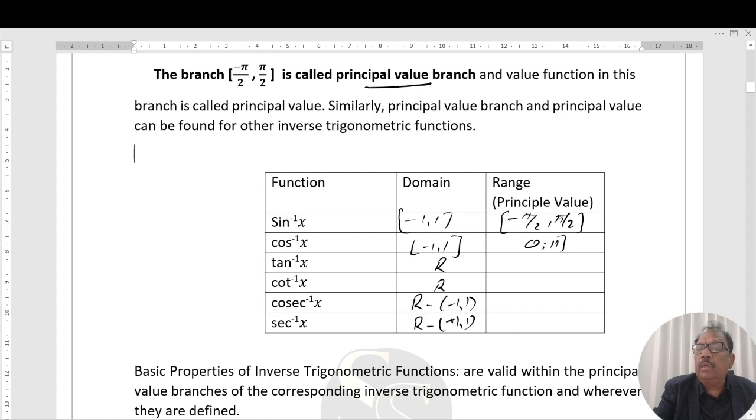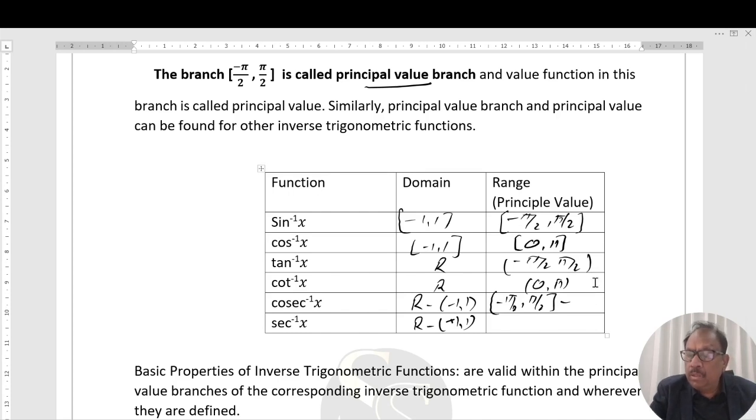Range 0 to pi, closed interval. Range minus pi by 2 to pi by 2, open interval. In this case, 0 to pi, closed interval. In this case, minus pi by 2 to pi by 2. It becomes undefined at 0, so the restriction is 0. And this is 0 to pi. The restriction is undefined at minus pi by 2.